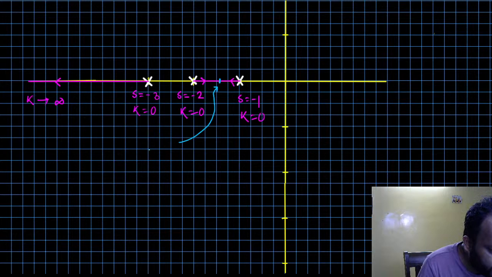So that is happening at s equal to minus 1.42 and the gain at this point would be 0.385. Okay, let's use a different ink here maybe. Different ink represents different things.